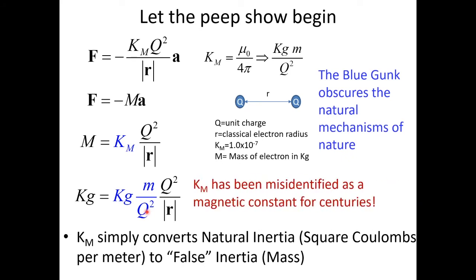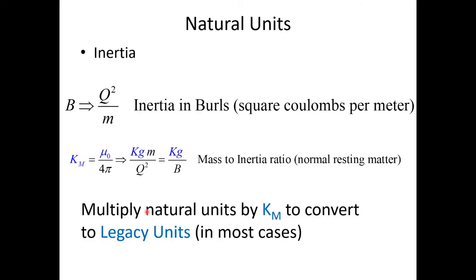And it's interesting because Km had been misidentified as a magnetic constant for centuries. So what we're doing in ethereal mechanics is we're going to introduce a natural unit for inertia to disambiguate it from mass. Mass is more appropriately a quantity of stuff. It is not the inertia of stuff. And many years ago, just like scientists disambiguated weight from the quantity of stuff, we also have to disambiguate inertia from the quantity of stuff.